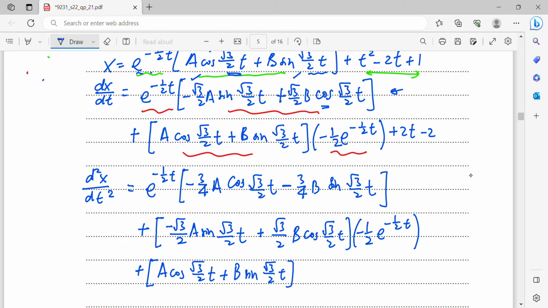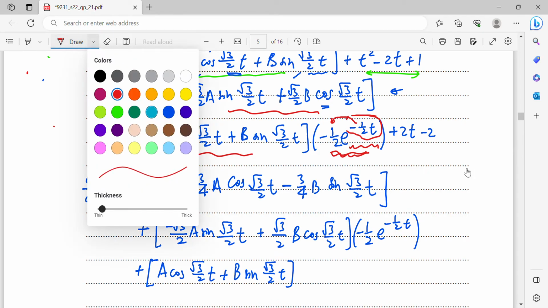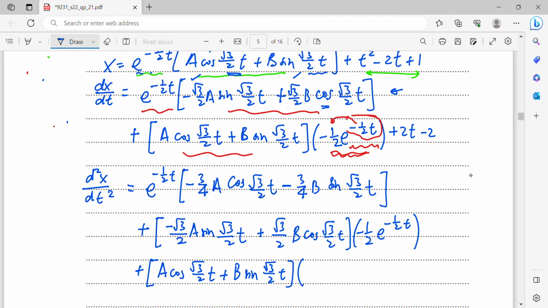And differentiate negative half exponential, which is here. So when we differentiate the exponential, this result is going to be negative half. This negative half combined with the negative half becomes positive 1 over 4. So I will get 1 over 4 e to the negative half t.